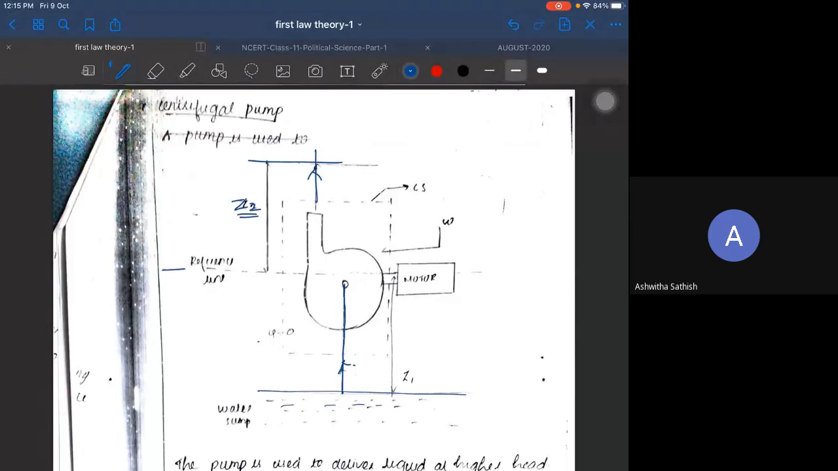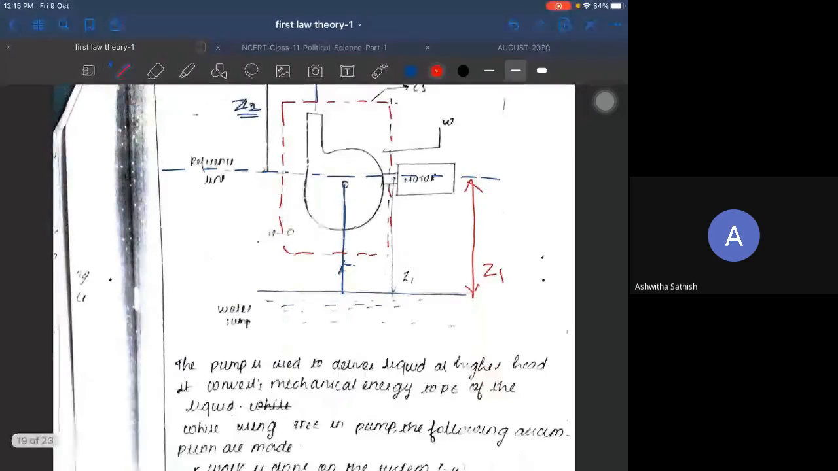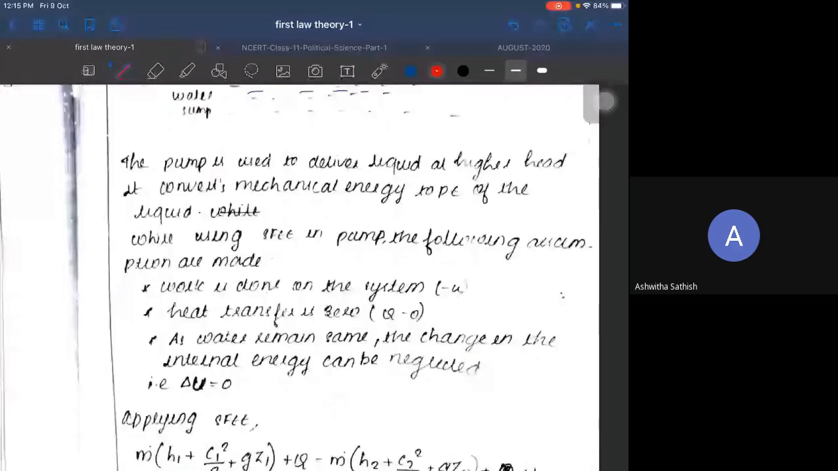I can place my reference plane at the axis of the pump, and this is my control volume, where I'm actually concentrating. Again, I'll mark it. This becomes your Z1 from the reference plane, and Z2. See the description, it is given in a very easy fashion. Just follow the descriptions here.